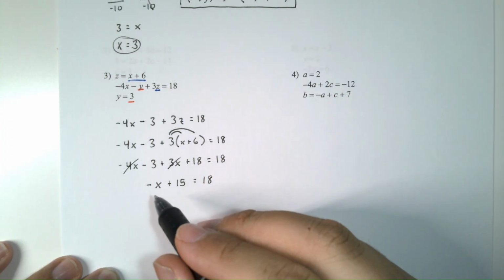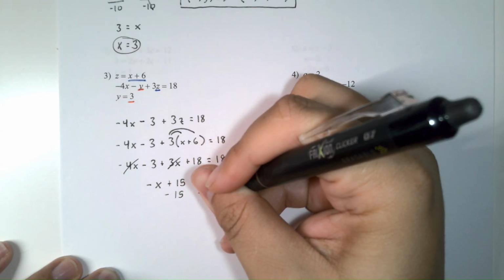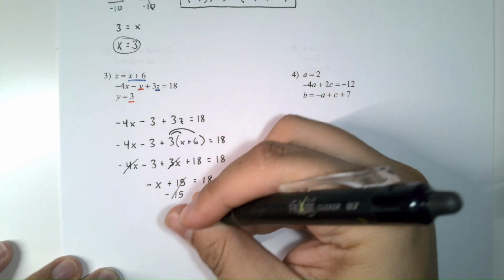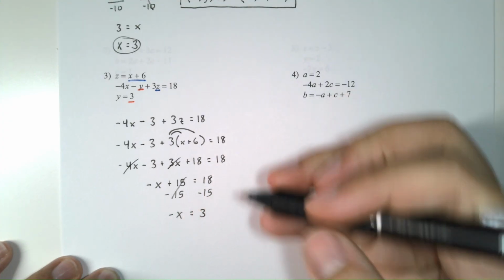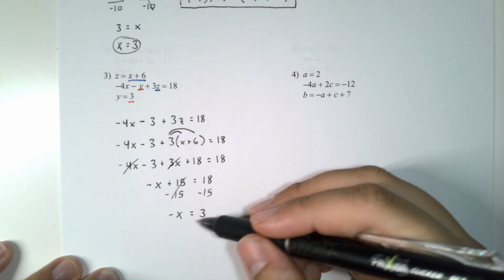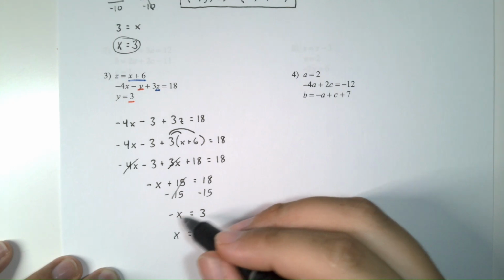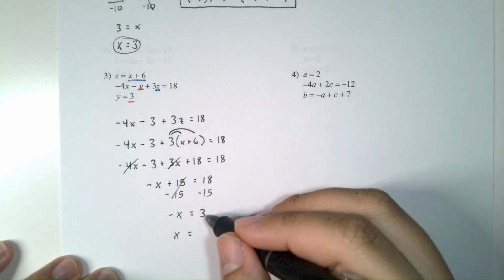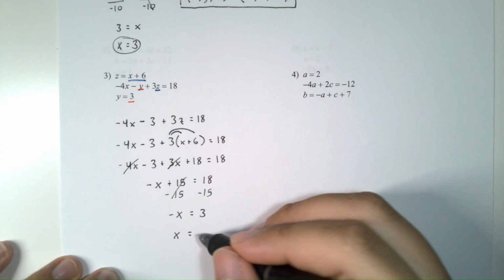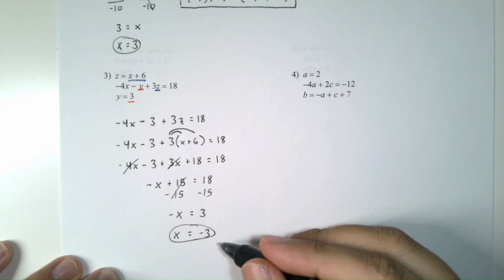So we're still trying to get x by itself, so we're going to subtract 15 from both sides. Minus 15, minus 15. That gives us negative x is equal to 18 minus 15, which is 3. And since we have negative x is equal to 3 and we need positive x, all we have to do here is flip the signs on both sides. If we flip the sign from negative x to positive x, we have to flip the sign here and make this positive 3 into a negative 3. But now we know that x is equal to negative 3.